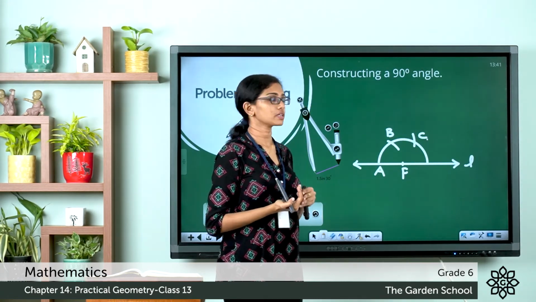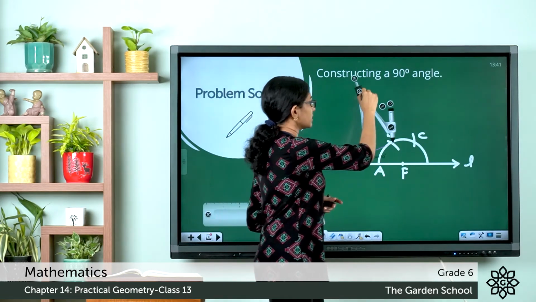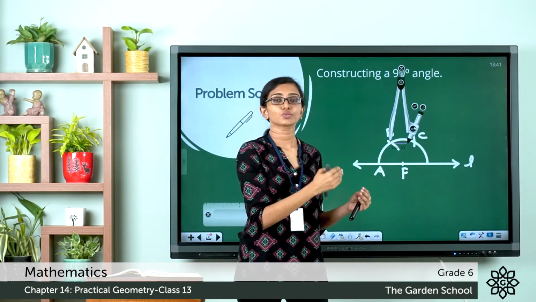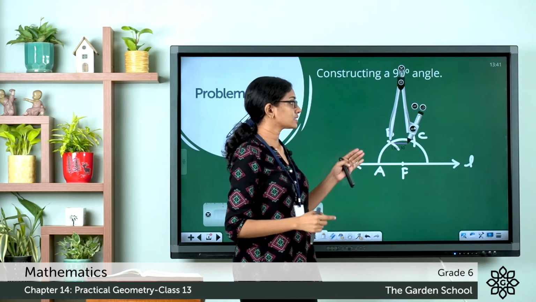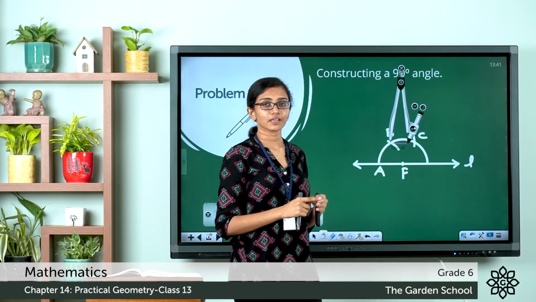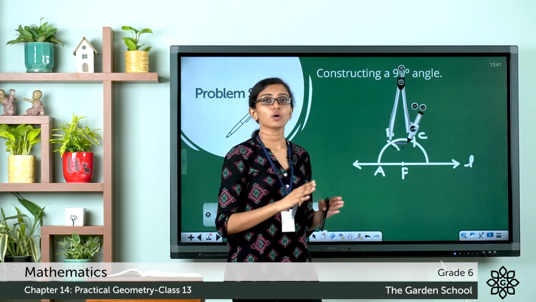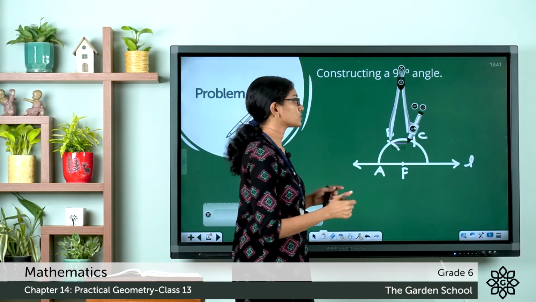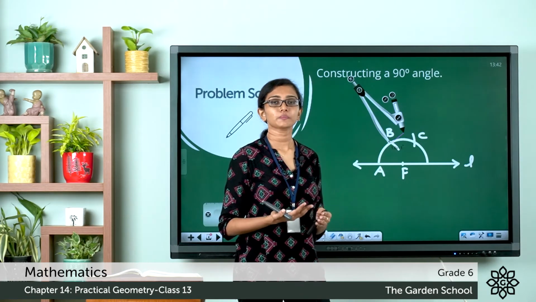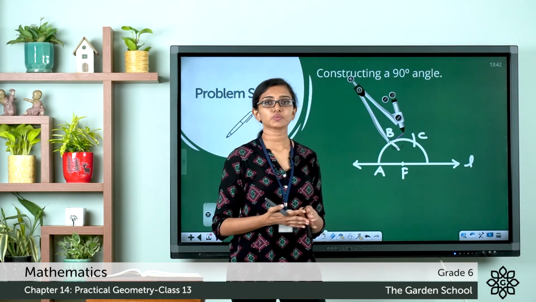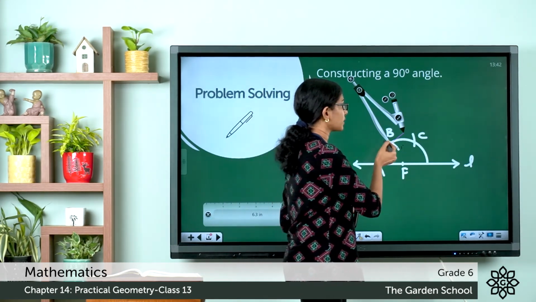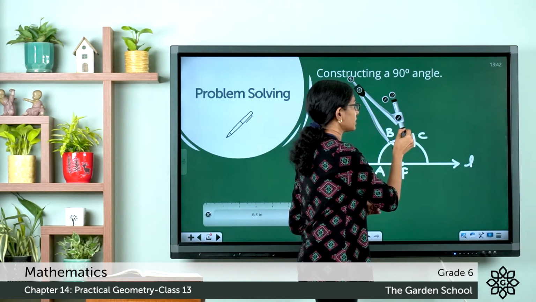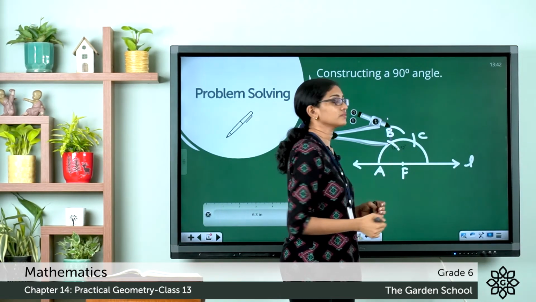Now the next step is to place the pointer at point B. Choose a radius which is more than half the distance between the points B and C. And with this new radius, we are going to draw an arc above this semicircle. So let's do that now. With B as the center and a radius more than half the length between B and C, we are drawing an arc above this semicircle.